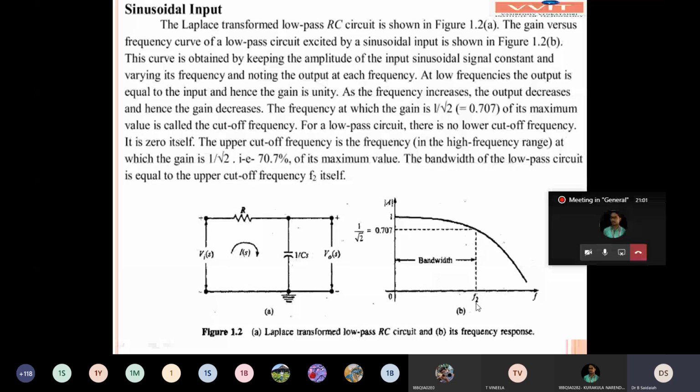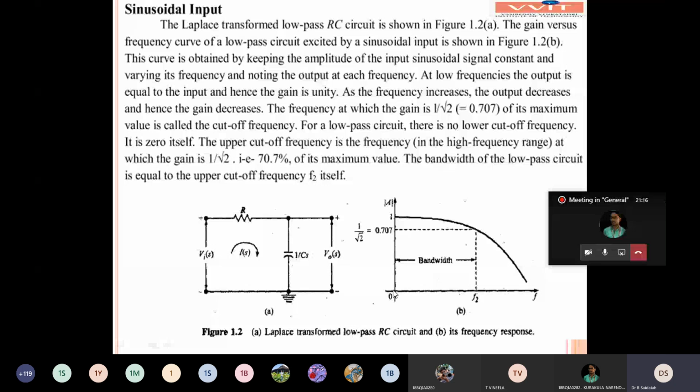So this point is called the upper 3 dB frequency point. Now here the starting frequency is 0. So what is the bandwidth here? Upper frequency f2 minus lower frequency 0.